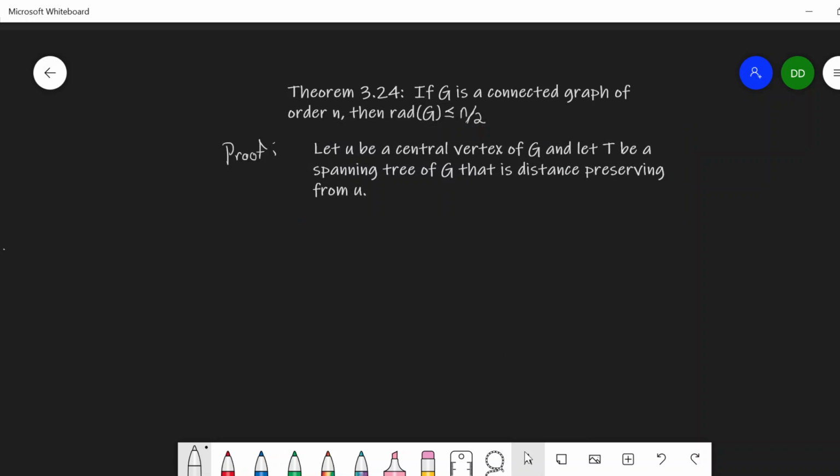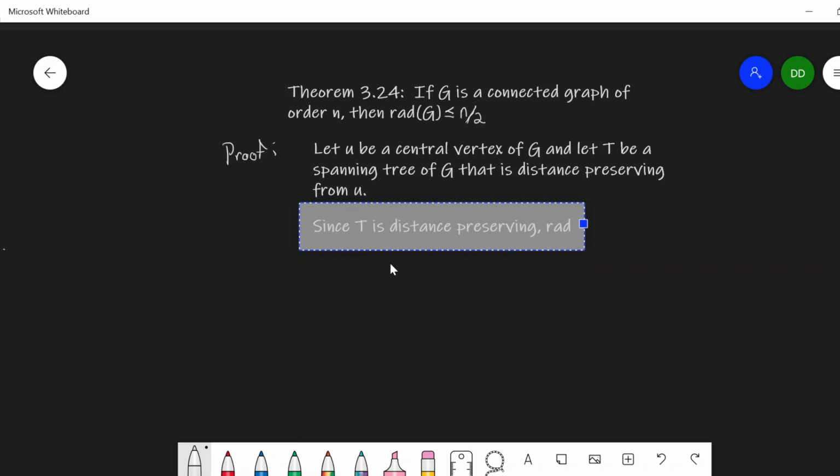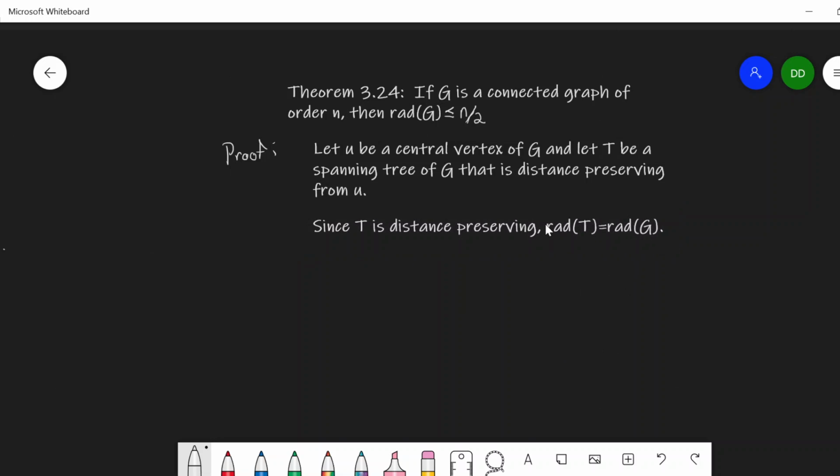Now the key thing to note here is that since T is distance preserving, the radius of the tree is equal to the radius of the graph, because it preserves distances. And so it suffices that we show that the radius of T is less than or equal to n over 2. So we'll just look at the distance preserving spanning tree, and it'll suffice to show that.